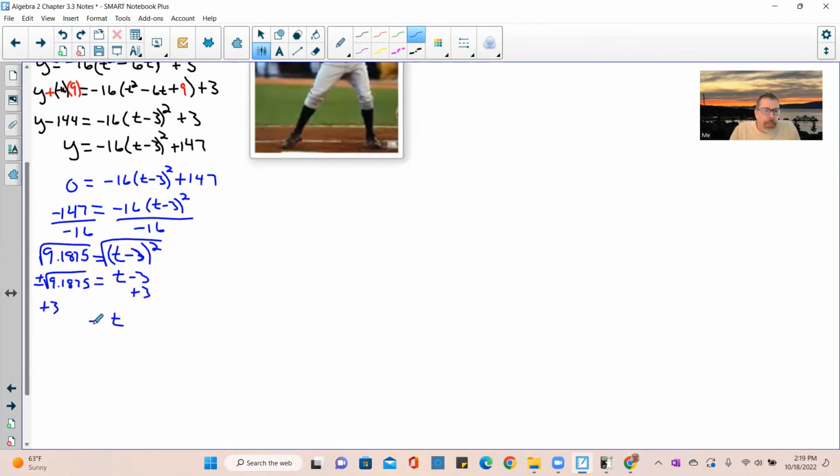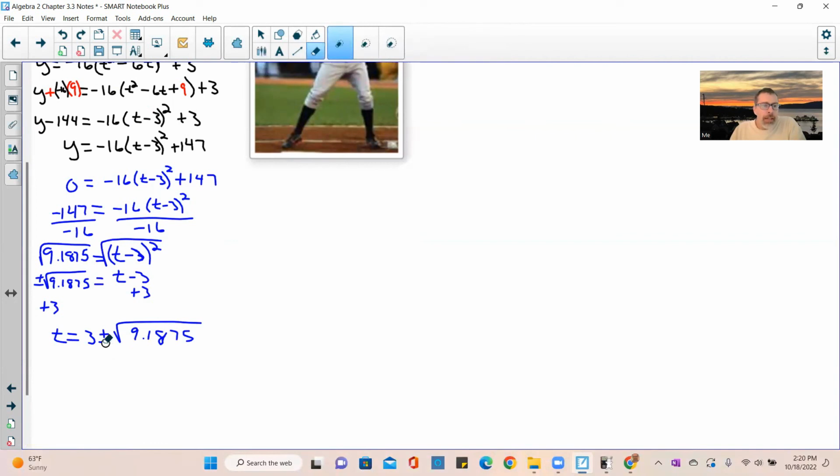So the time t is going to equal, I'm going to run out of room on that side, so I'm going to flip it around, symmetry here. T is going to equal 3 plus or minus the square root of 9.1875. Okay, so the square root of 9 is 3. So the square root of 9.1875 is a little bit more than 3. And if I take 3 minus a little more than 3, I'm going to get a negative. So in this situation, we are going to eliminate the negative sign because we can't have a negative time. It makes no sense. So we want this portion.